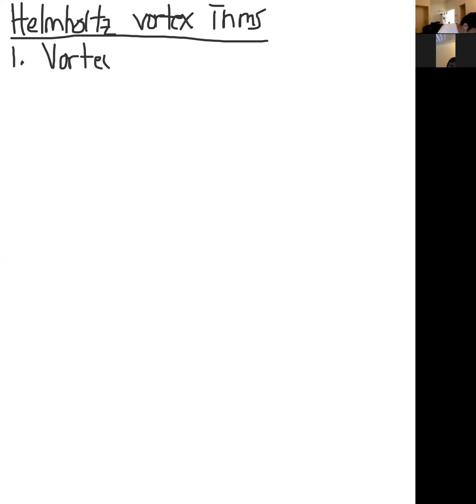So what Helmholtz says is that vortex lines, if you have them inside a fluid, are going to move with your fluid. That's the first theorem. The second theorem is that the strength of a vortex tube is going to be constant along its length.